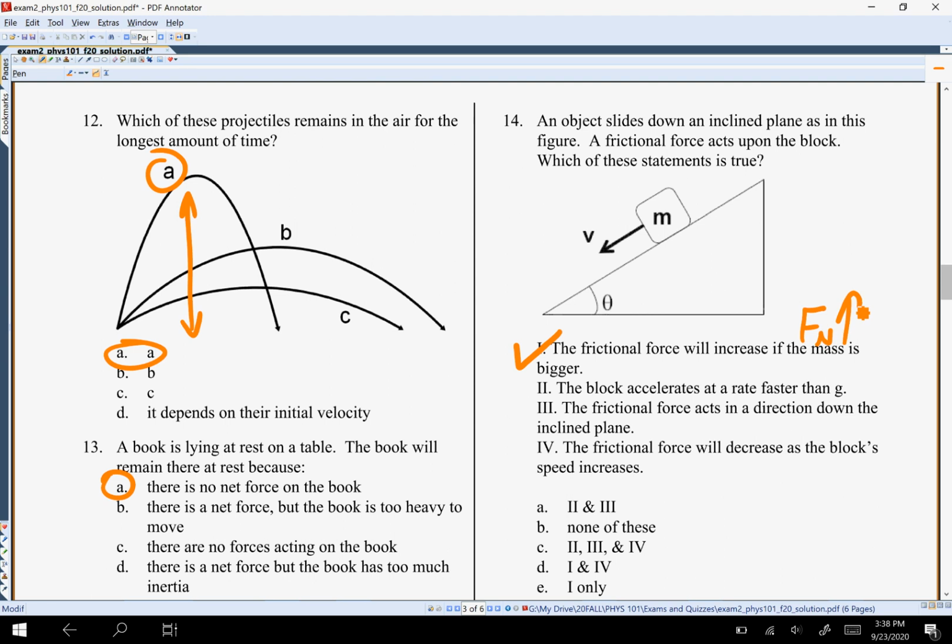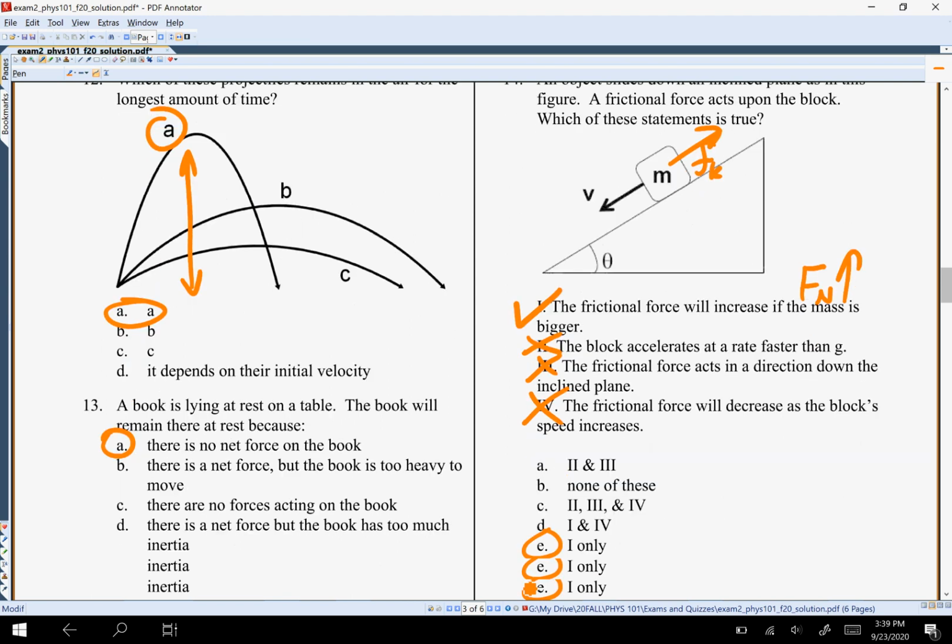The block accelerates at a rate faster than g. That's not true. On an inclined plane, it will accelerate at a rate less than the acceleration due to gravity because of the inclined plane. The frictional force acts in a direction down the inclined plane. Not true. It acts actually upward in that direction, and the frictional force will decrease as the block's speed increases. That's also not true, so E is the right answer.